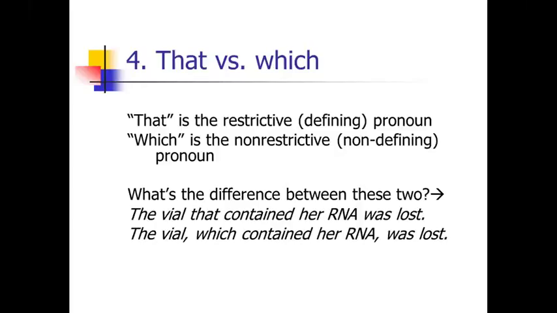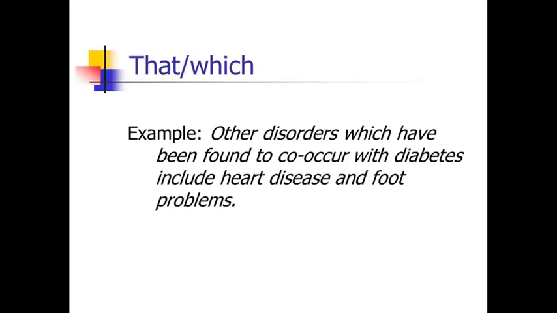So there's only one vial in question in that sentence. I'll give you some more examples of that versus which. For example, this was a sentence I had to edit. It said, "Other disorders which have been found to co-occur with diabetes include heart disease and foot problems." Well, the "have been found to occur with diabetes" is actually essential material, so there shouldn't be a which there, it should be a that.